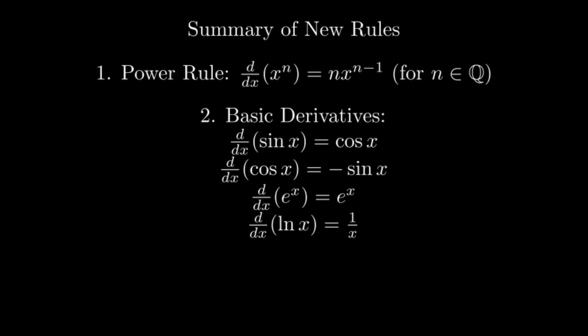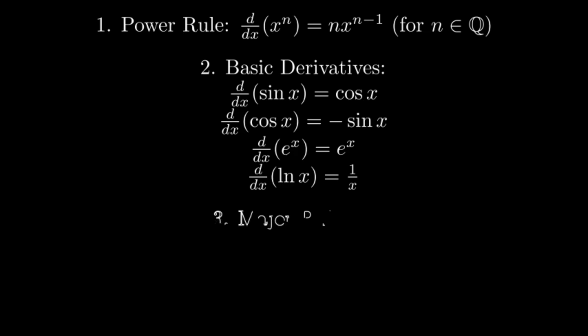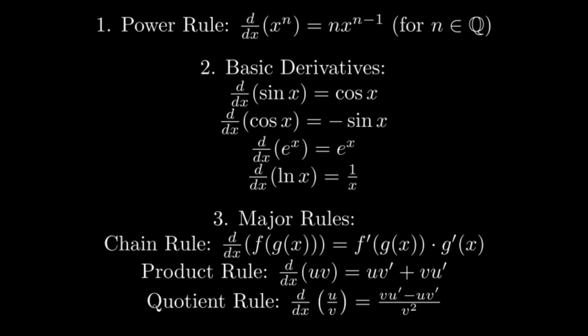Finally, we introduced the three major rules for handling more complex combinations of functions. The chain rule for composite functions, the product rule for products of functions, and the quotient rule for divisions of functions. These rules, especially when used in combination, dramatically increase the range of functions we can analyze. Mastering them is crucial for your continued success in calculus. Make sure to get plenty of practice with the exercises.